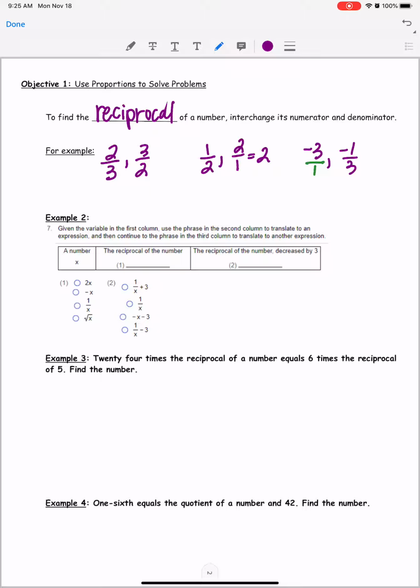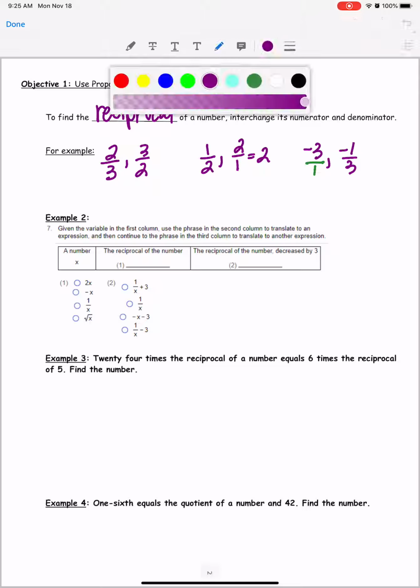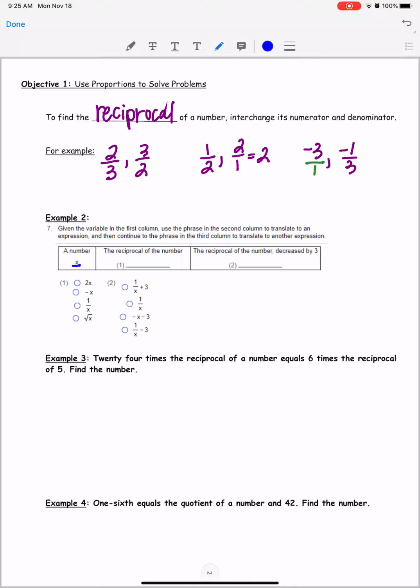So example 2 says, given the variable in the first column, use the phrase in the second column to translate the expression, then continue to the phrase in the third column to translate another expression. So the first thing I have is just some number, and we're calling that some number x. So then how do you represent the reciprocal of a number? Well, if we put that x over 1, now the reciprocal of that is 1 over x.